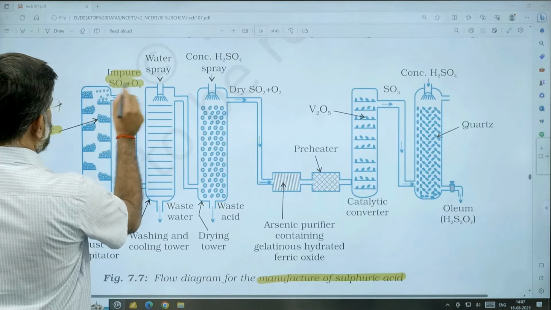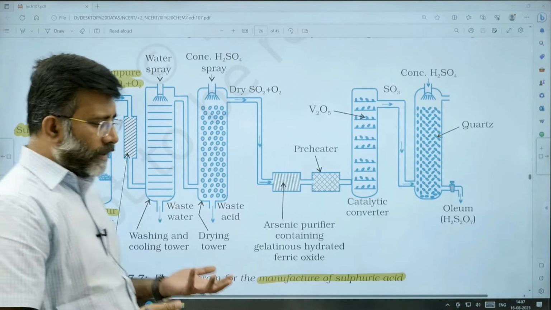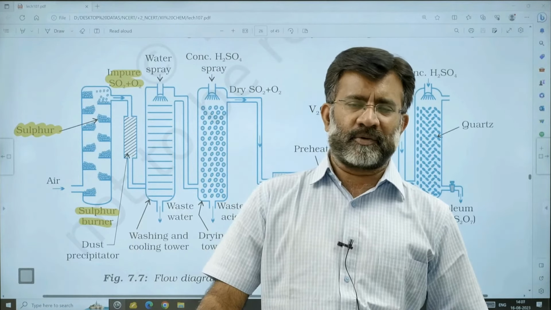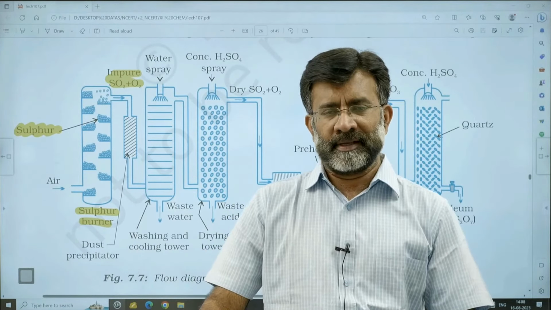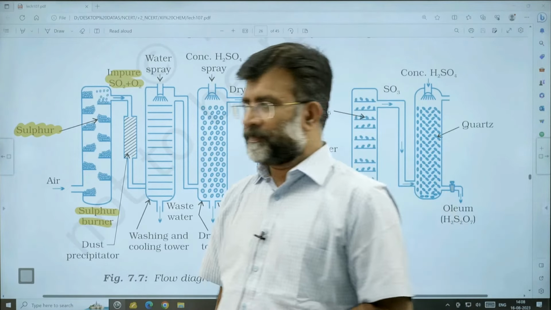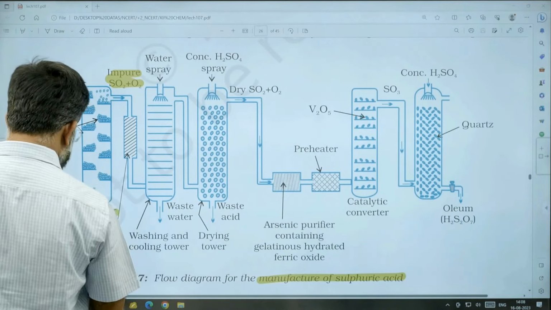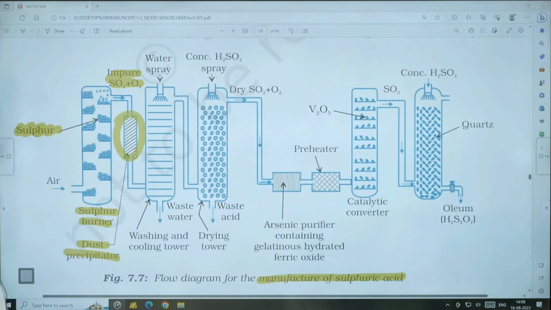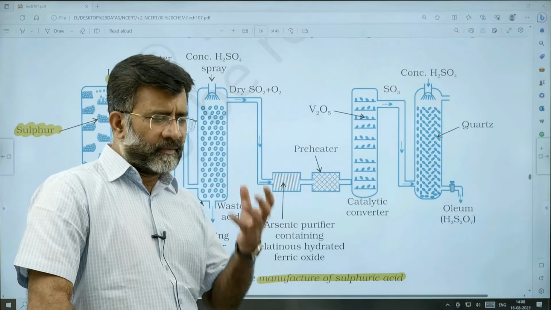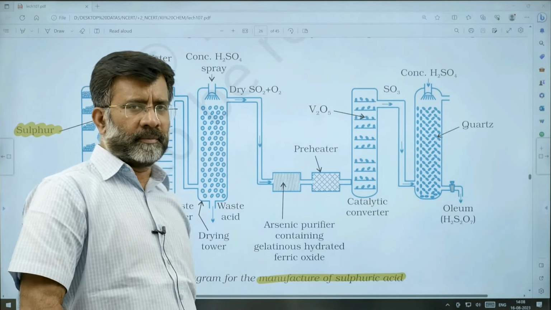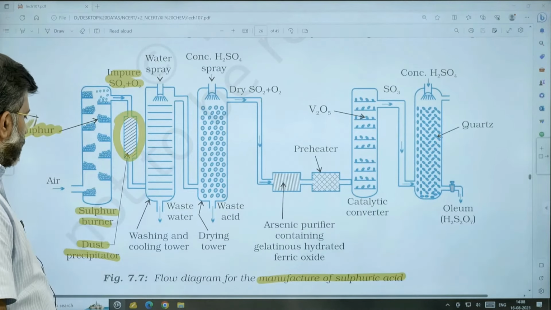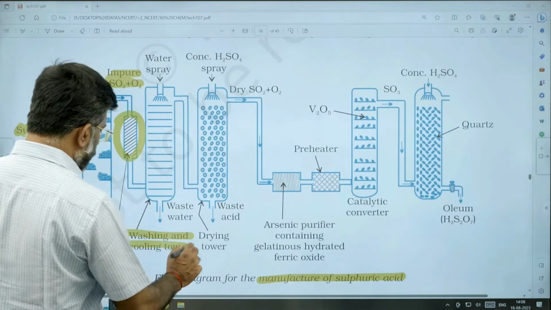to SO2. SO2 quite naturally will be impure SO2 obtained. There will be a lot of impurities, including dust particles. And those dust particles are precipitated in a dust precipitator. This is an electrostatic precipitator, where dust particles can be removed. But still there can be a lot of other impurities. Therefore, it is led to a washing tower.